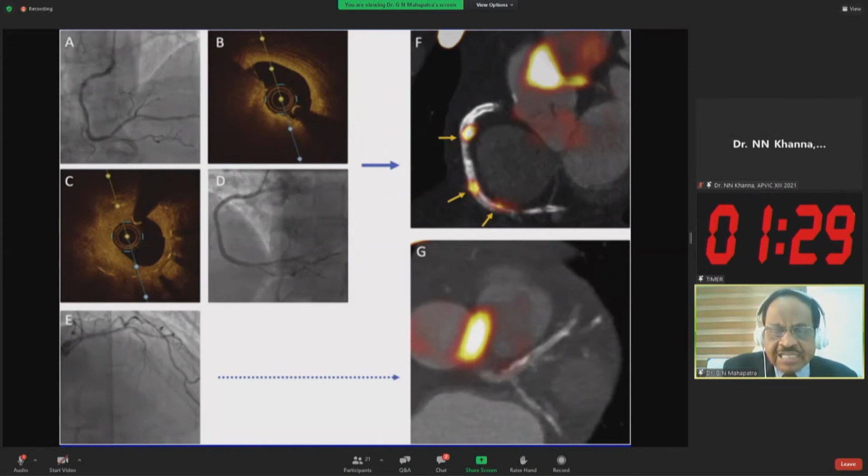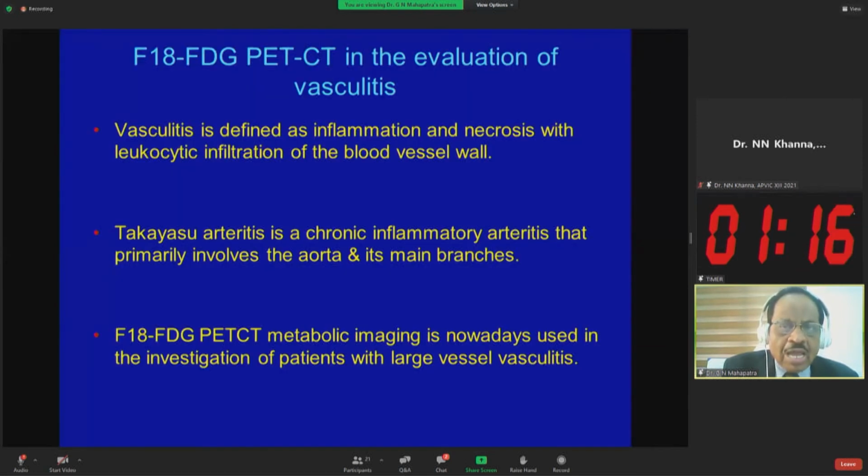So hardly is there any uptake in the proximal LAD in the lower side. But on the upper side, there are 3 lesions, which show that the sodium fluoride has a beautiful uptake. Now, moving from the coronaries to the vessels: F18 FDG PET CT in the evaluation of vasculitis.